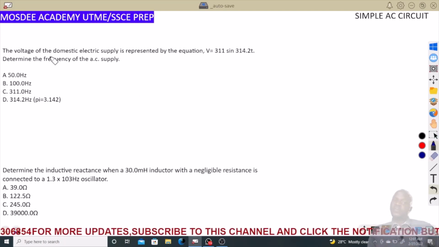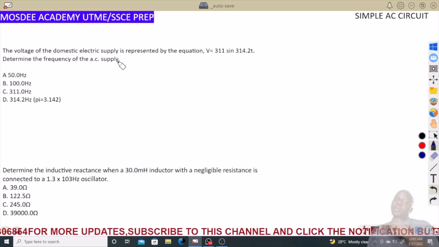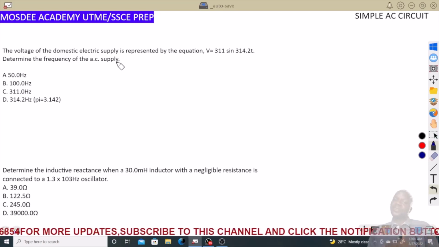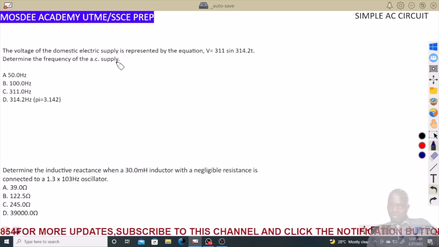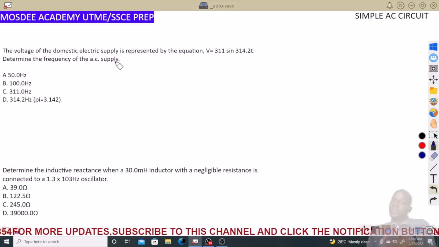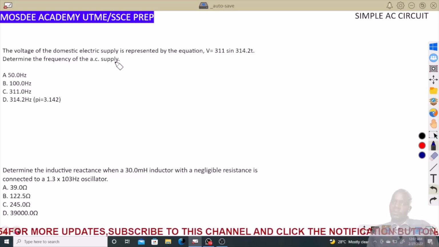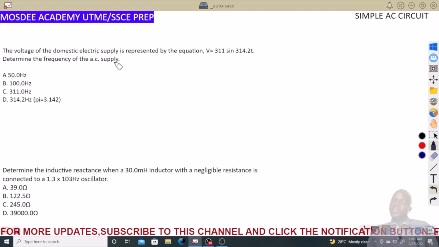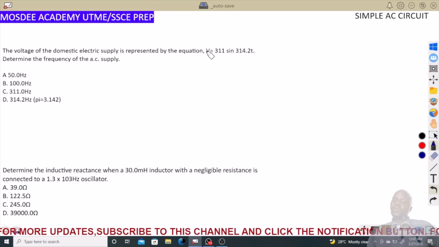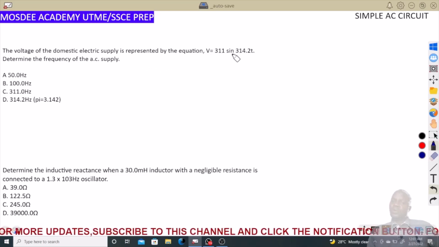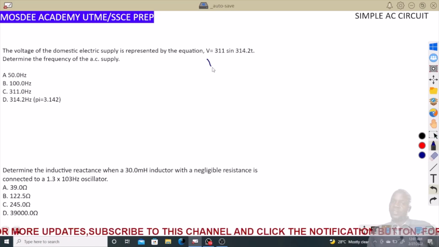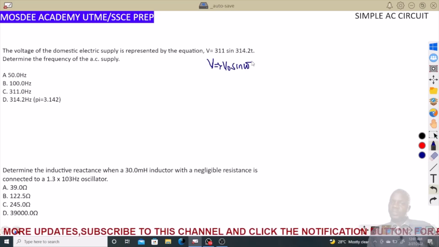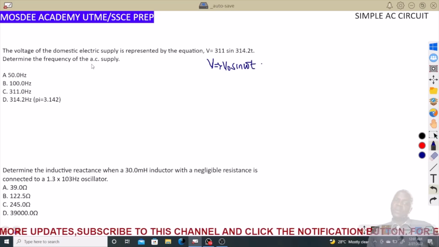The next one says the voltage of the domestic electric supply is an alternating source. We've talked more and more about it in electromagnetic induction. Most of the electricity that is supplied to the house is based on the knowledge of this simple AC segment. Very simple level. Even for advanced level, it is not difficult. So the equation was given as V equals 311 sine. You can see as a function of time, we can say the same thing as V equals V naught sine omega t. I hope students understand. Determine the frequency of this.